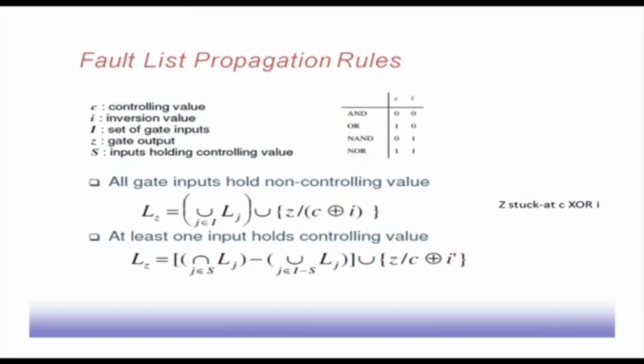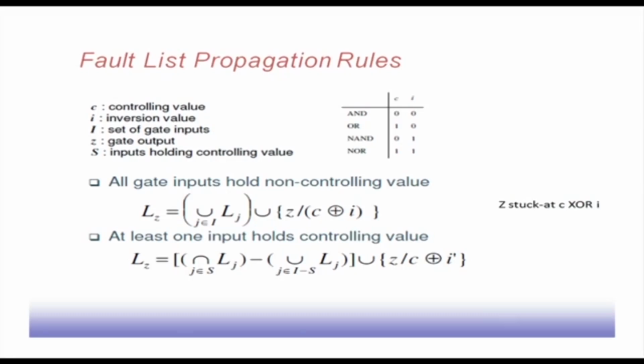So, for example, for an AND gate we know that the controlling value C is 0 and the inversion value I is also 0. As we have seen earlier, this is a more compact version of the truth table representation of these logic functions. C is the controlling value and I is the inversion value. If any of the inputs has the controlling value, then the output is C XOR I. If none of the inputs has the controlling value, then the output of the gate is C bar XOR I.